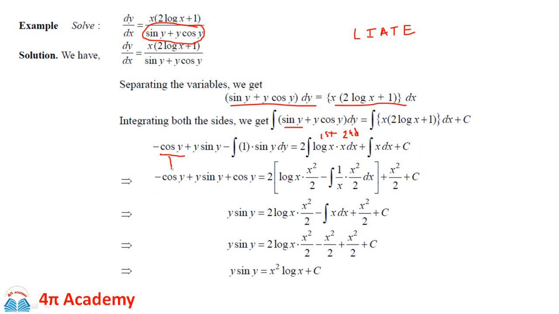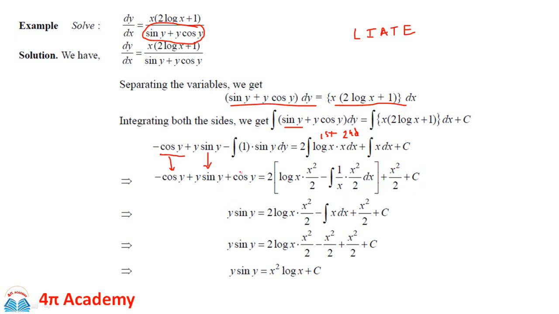So this term will remain as it is, that is minus cos y, plus y sin y, which also remains as it is. Then plus integration of sin y dy is cos y, and this should be equal to 2 times, in bracket, applying the LIATE rule: first function log x into integration of second, x square by 2, minus integration of derivative of first, that is 1 by x, into integration of second, x square by 2 dx. Then plus integration of x dx is x square by 2, plus c.